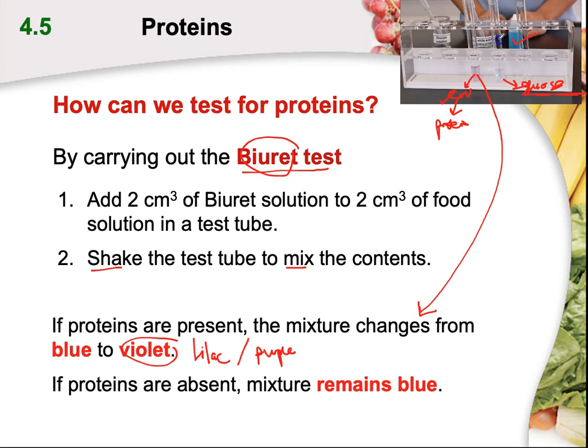Now, you would notice that in the second test tube that Miss Lee is labeling here as number 2, we use a glucose solution which does not contain protein. So, if protein is absent, you will notice that the solution actually remains blue because the original burette solution here was blue in color. So, as long as it remains the original color, we say that that particular nutrient is not present.